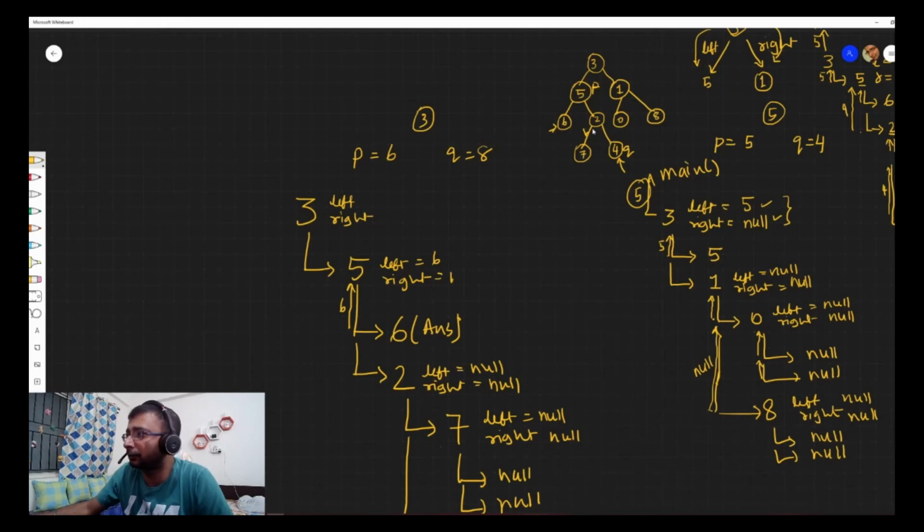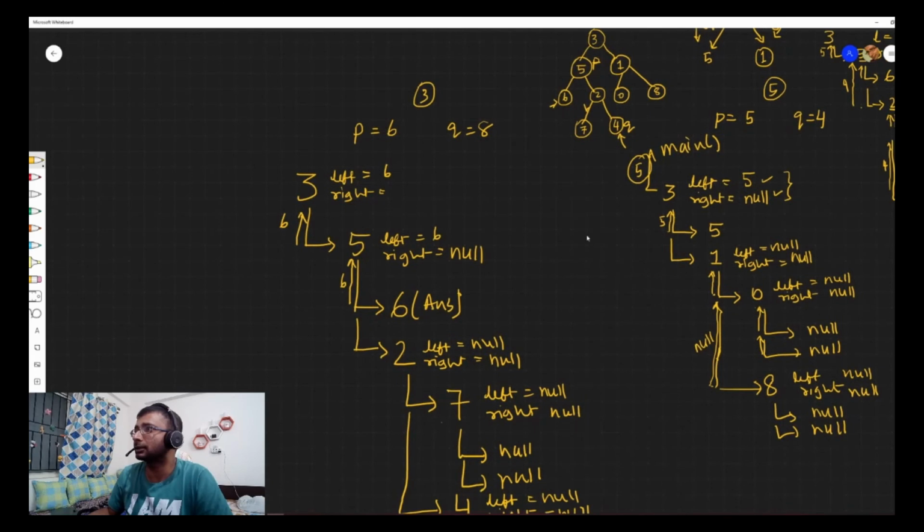to 5, its caller. So 5 sees that one of its edges is null and one is not. So it returns the non-null edge to 3. So 3 receives a 6 on its left. Okay. And now the right part is pending for 3.